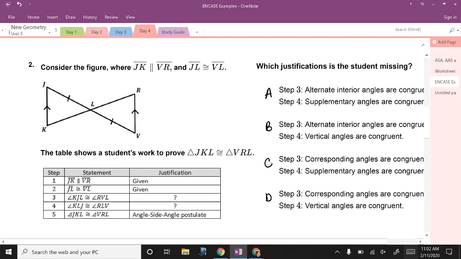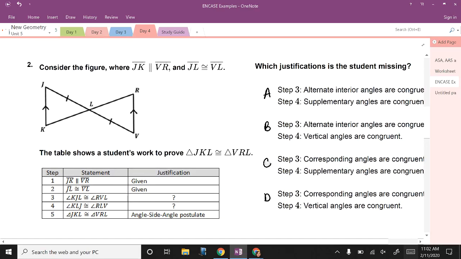Number 2. Same kind of problem here. They have a partially completed proof, and y'all have to fill in the blanks. So y'all work on that with your group. I want to hear some good discussion, please.